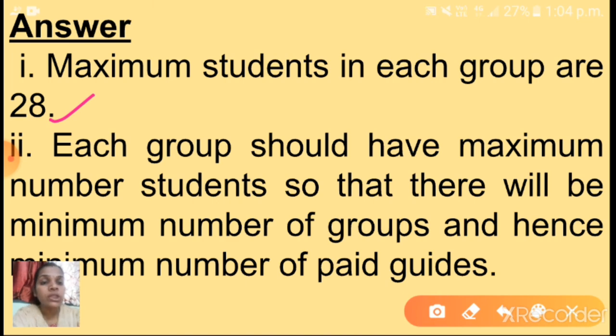See here, each group should have the maximum number of students so that there will be a minimum number of groups. If each group contains the maximum number of students, then only the number of groups will be less. And if the number of groups is less, they have to pay less money to the guides. That's why I have given here: each group should have the maximum number of students so that there will be a minimum number of groups and hence a minimum number of paid guides.